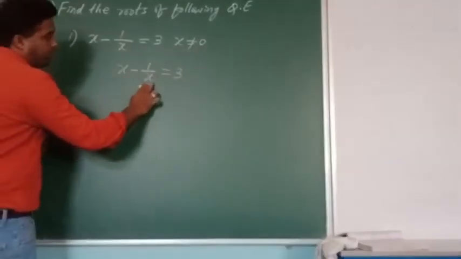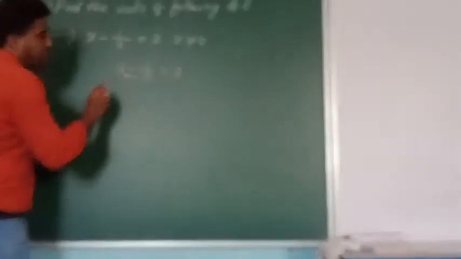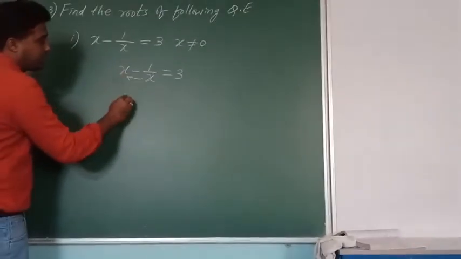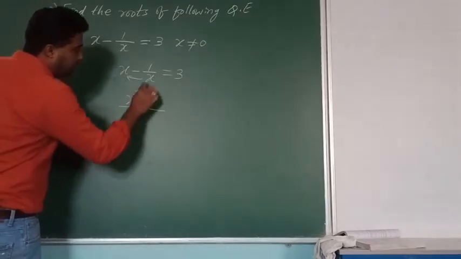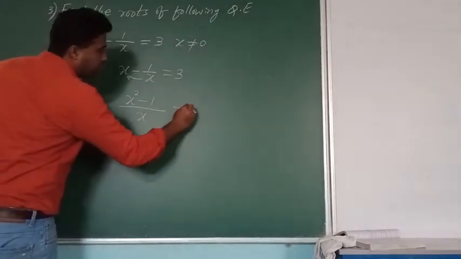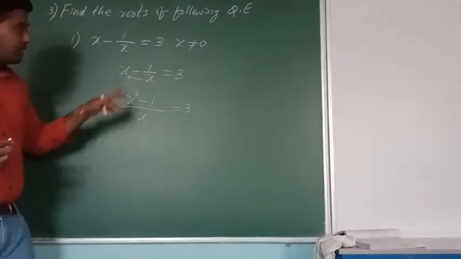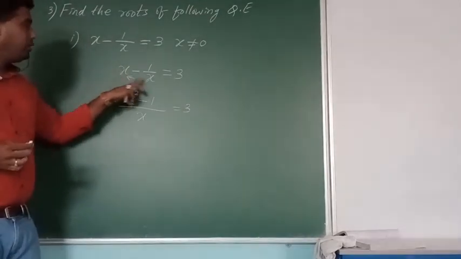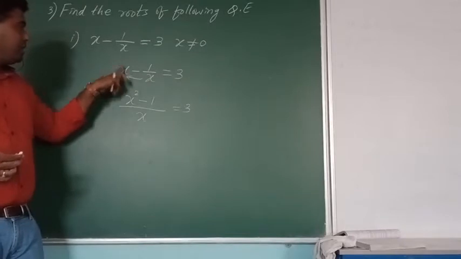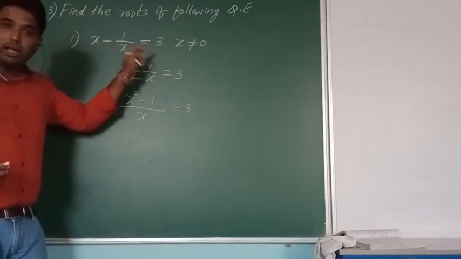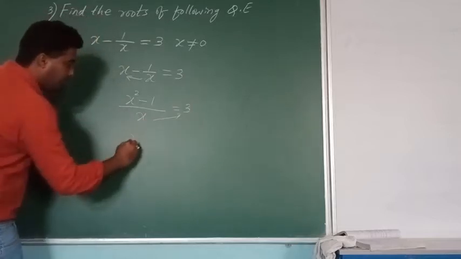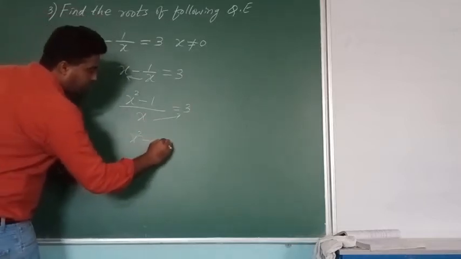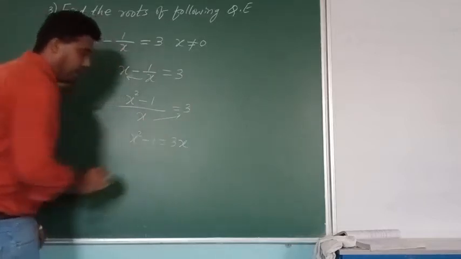x minus 1 by x is equal to 3. We need to cross-multiply like this: x into x, which is x square, minus 1, divided by x, is equal to 3. Or else, one more method is there. We can take the LCM, which is x. Then this x I will shift to this side. It becomes x square minus 1 is equal to 3x.